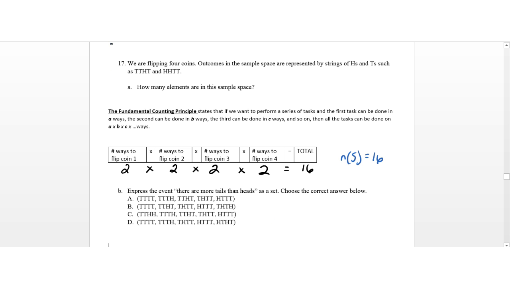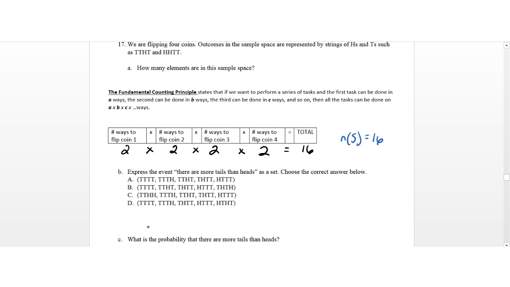For the next question item, we're asked to express the event "there are more tails than heads" as a set. And after looking at each of the options, the answer would have to be A. There are 5 events that happen in this set, and in each of the events, there are more tails than heads.